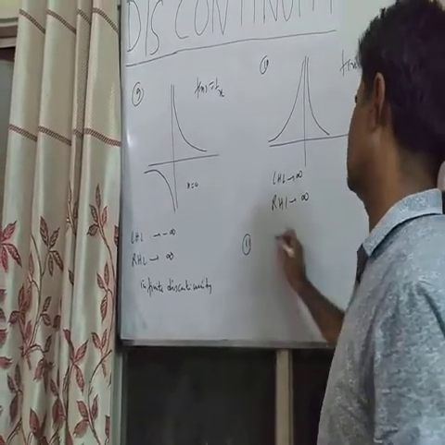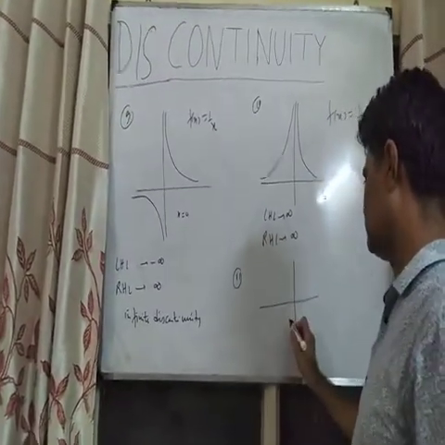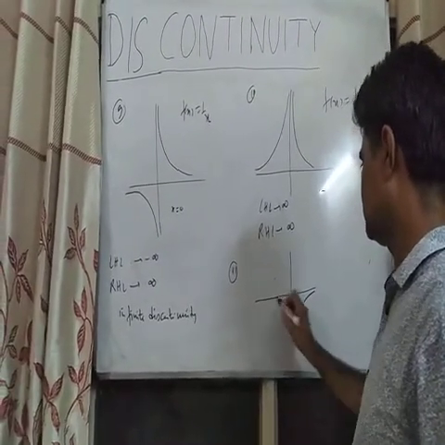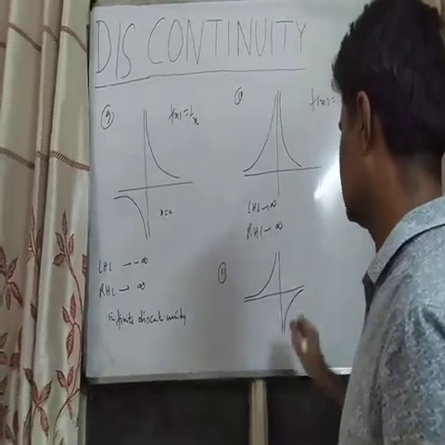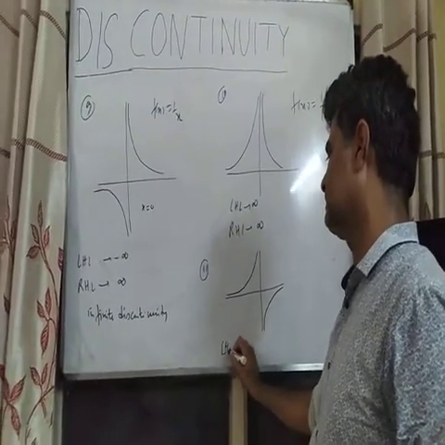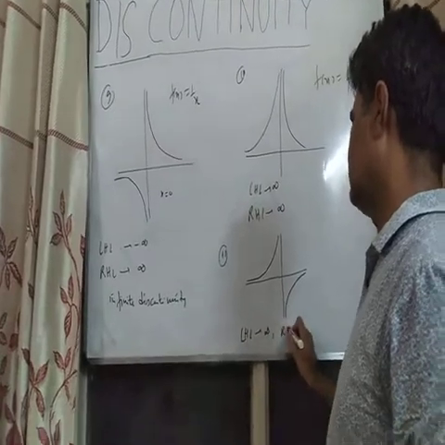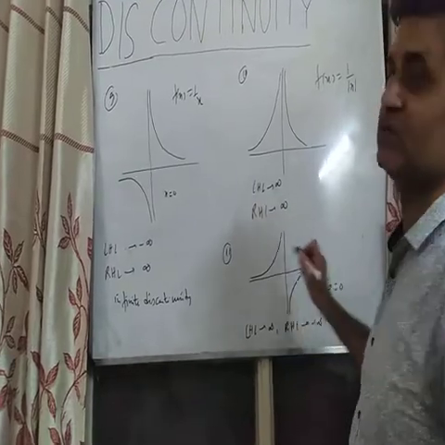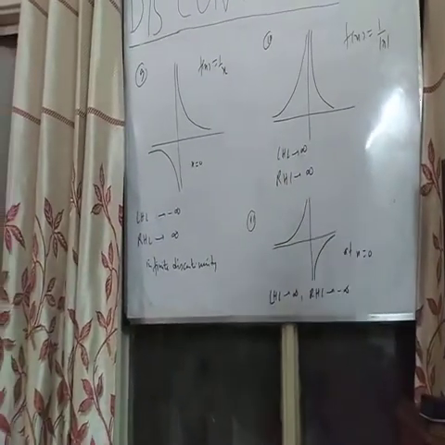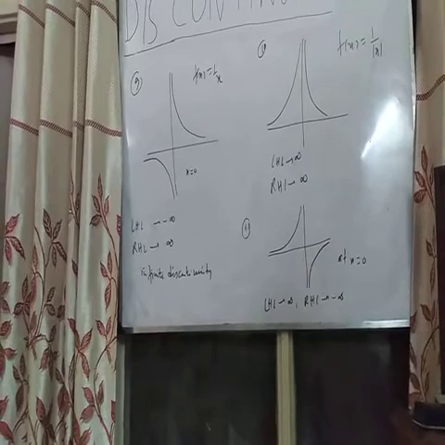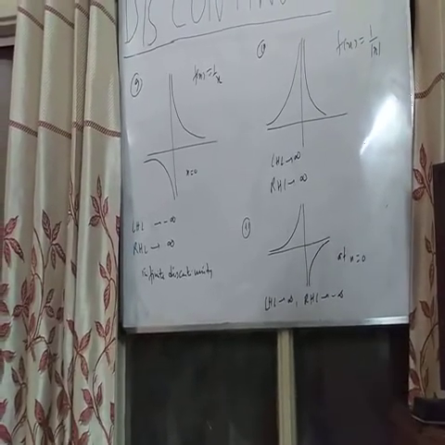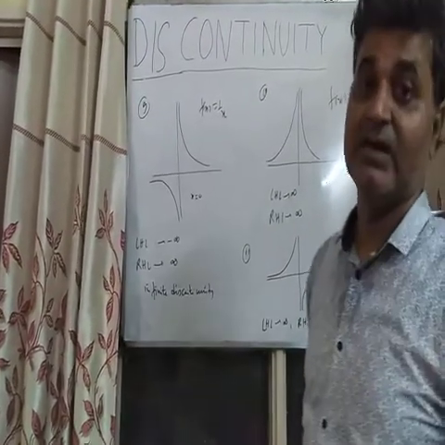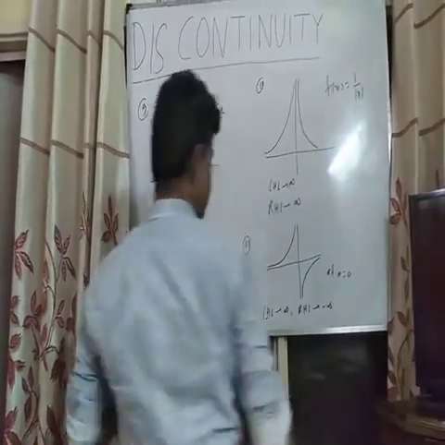One more type we can show you. Here the left hand limit is tending towards infinity while the right hand limit is tending towards minus infinity at x equals to 0. So these are the various types of discontinuity which you can understand by this graph of the function very clearly. Now we are moving to some types of functions which are already continuous or discontinuous. We'll list down those functions.